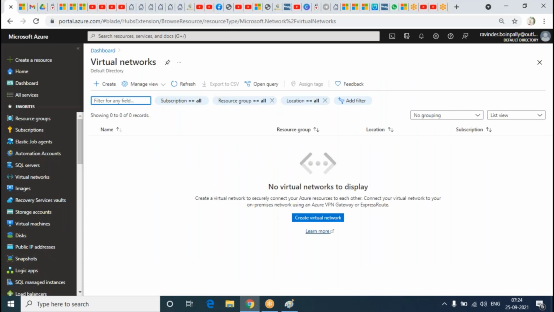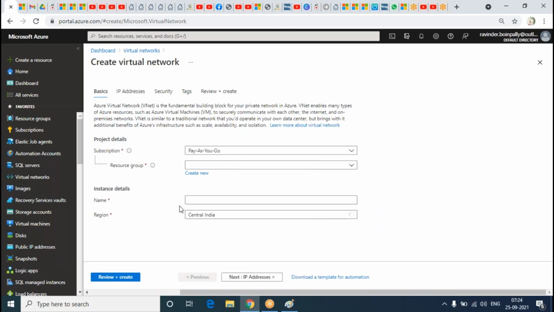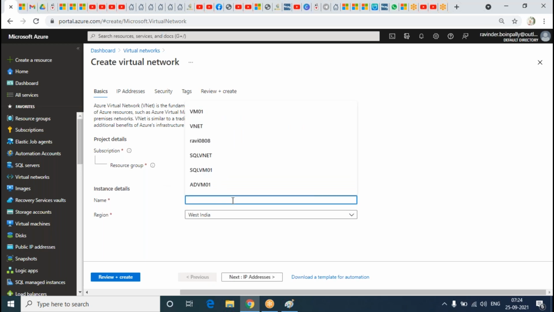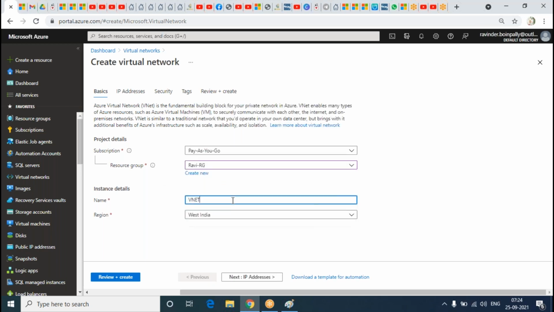Fine. Let's create a network. Create a virtual network. See, networks are going to be a very important part of security compliance. Why? Because your network is controlling your traffic. What comes in, what goes out, only the network can actually control. So you have to be aware of that one. That is the reason we are going through this.